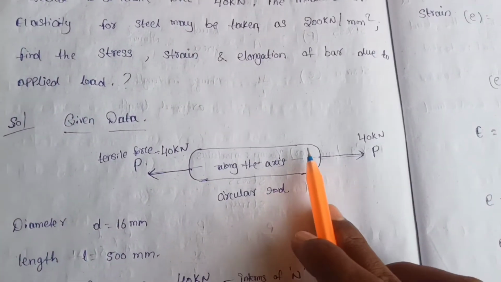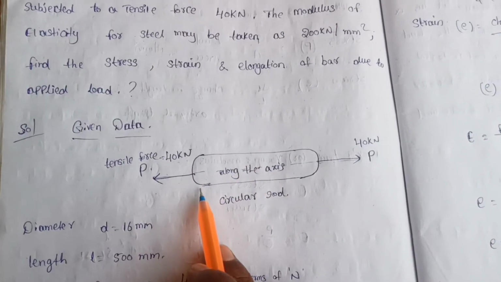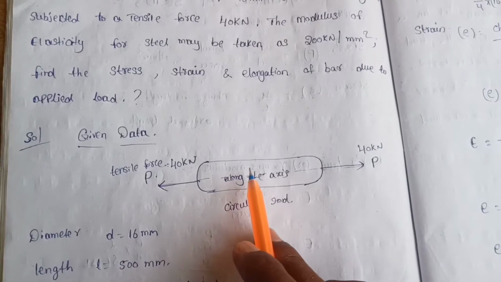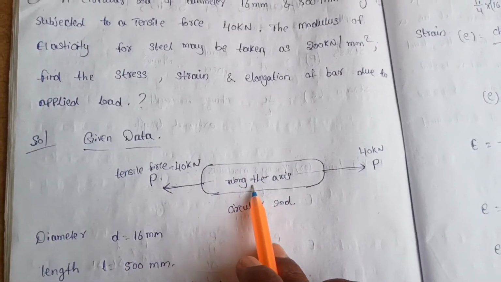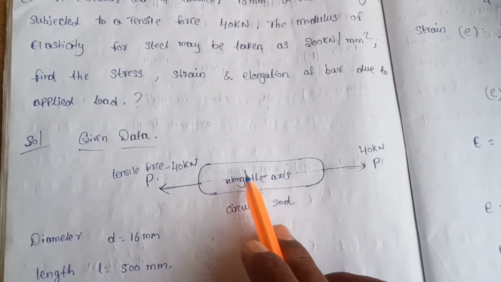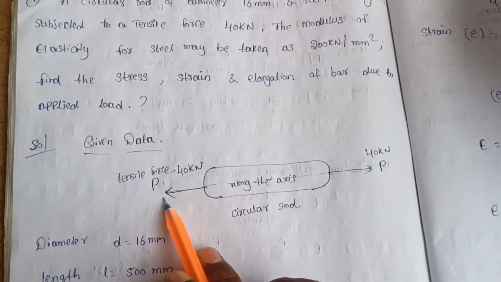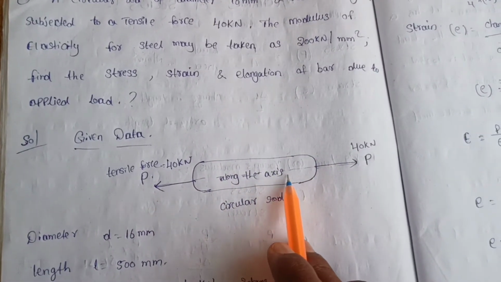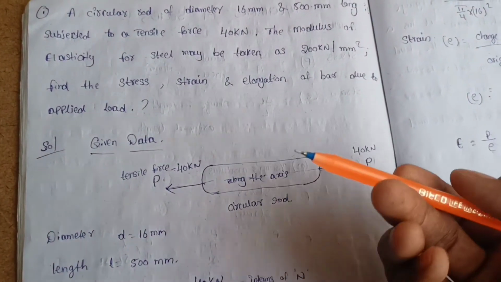Consider this circular bar. In that we applied a tensile force of 40 kilonewtons on opposite sides. The diameter of this is 16 mm and the length from here to here is 500 mm. So this diameter is 16. The applied force is 40 kilonewtons and he gave Young's modulus as 200 kilonewtons per mm square. So we want to find stress, strain, elongation.